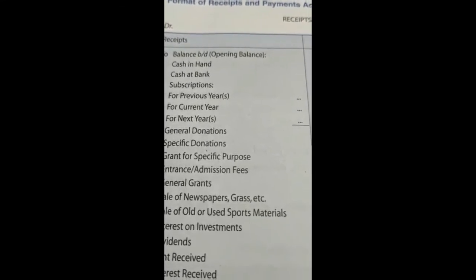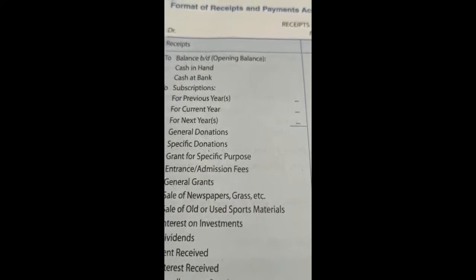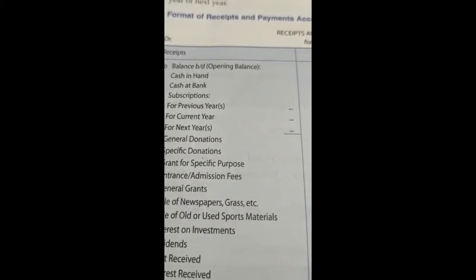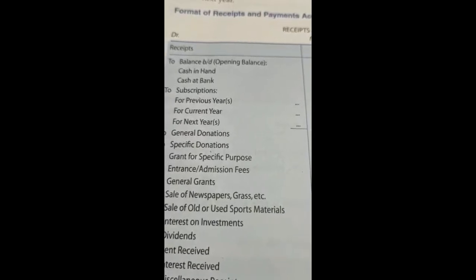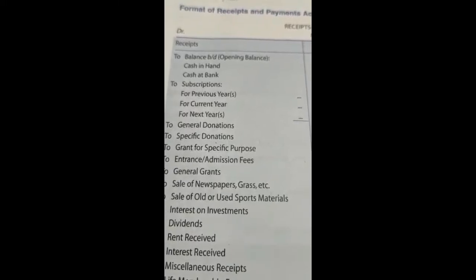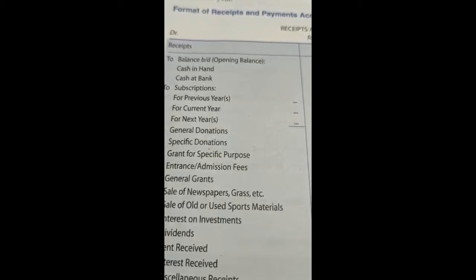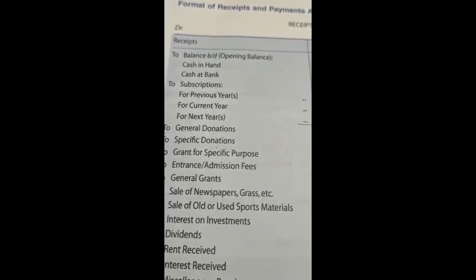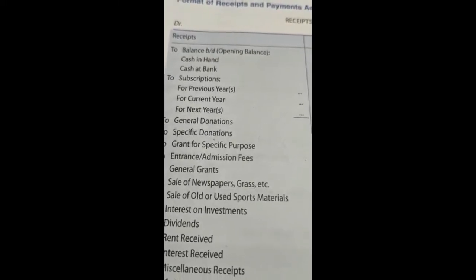So money is received in this year, but they have bifurcated it for the previous year, for the current year and for the next year. We will have to deal with this very carefully when we prepare income and expenditure account, because as our accrual concept says, income and expense of the current year will be recorded as income and expense. So in the income and expenditure account we have to deal with this subscription in a very proper way.